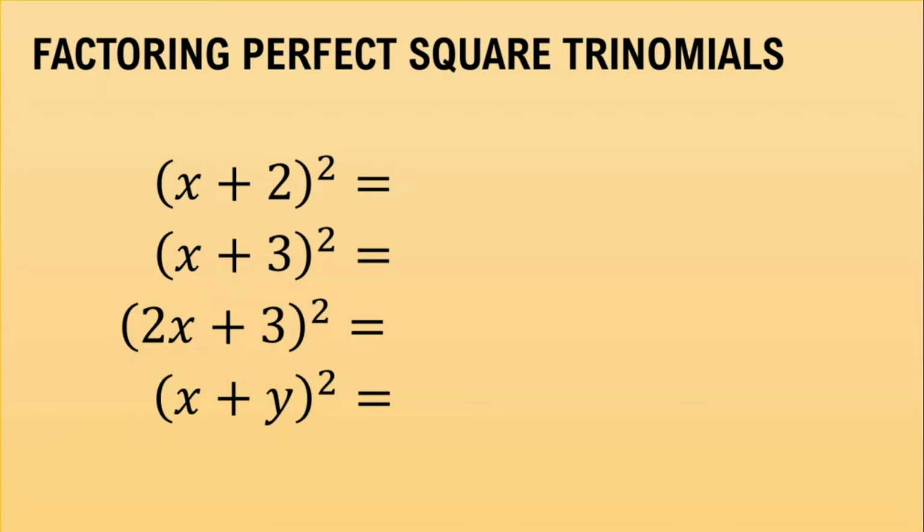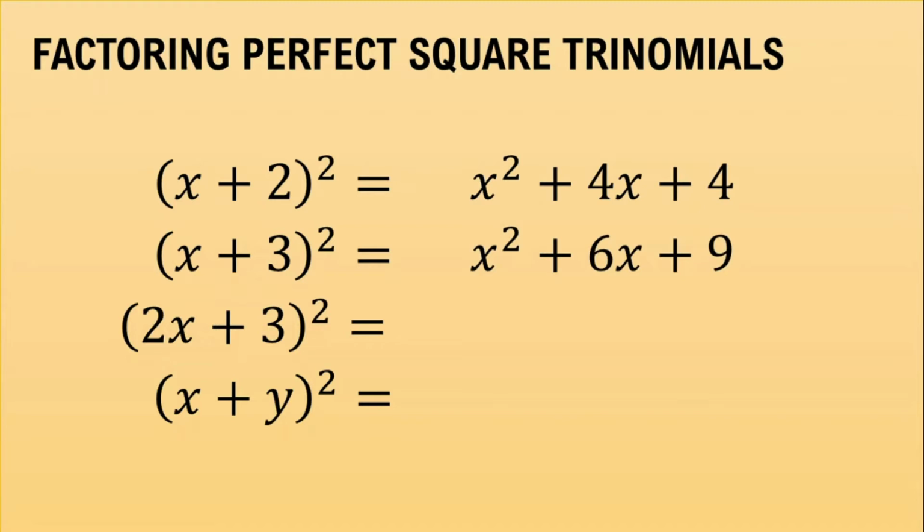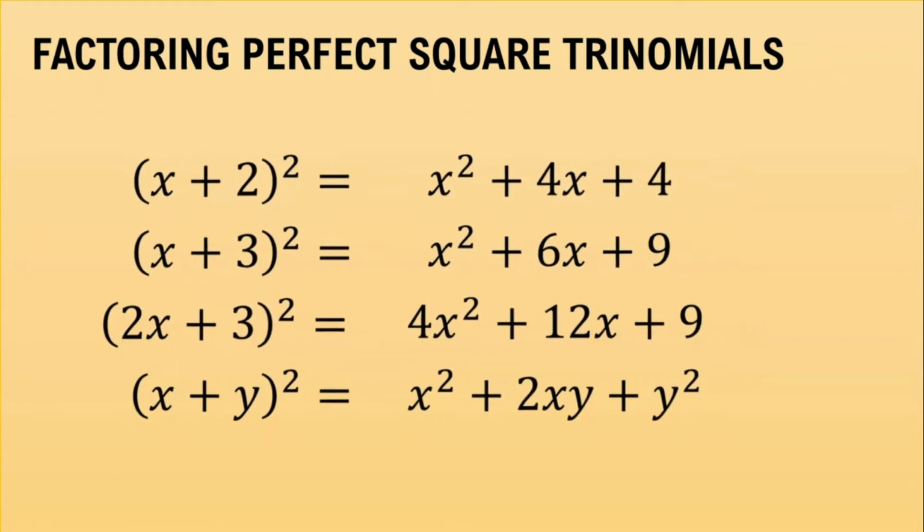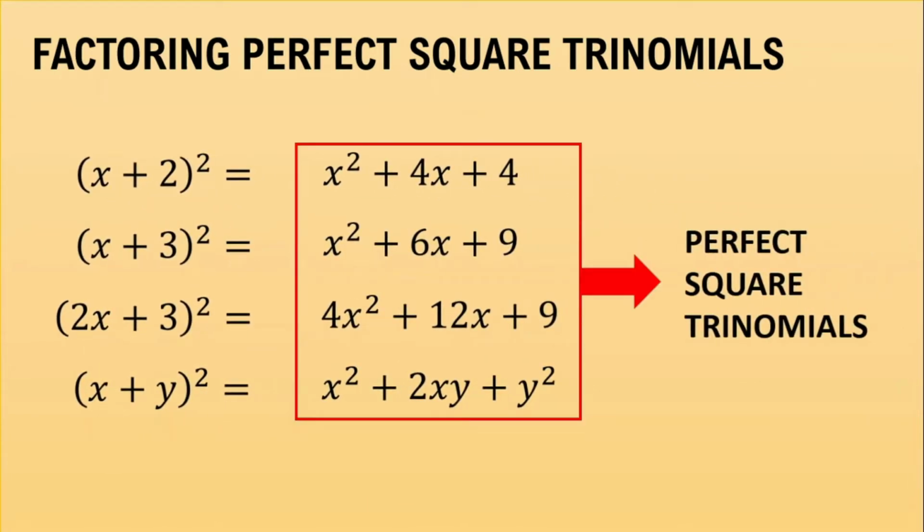If we simplify such binomials, then the result is a trinomial, specifically the so-called perfect square trinomials. For (x + 2) squared, the result will be x squared plus 4x plus 4. For (x + 3) squared, we have x squared plus 6x plus 9. For (2x + 3) squared, we have 4x squared plus 12x plus 9. And lastly, for (x + y) squared, we have x squared plus 2xy plus y squared. These products are what we call perfect square trinomials. They are the result of the squaring of a binomial.